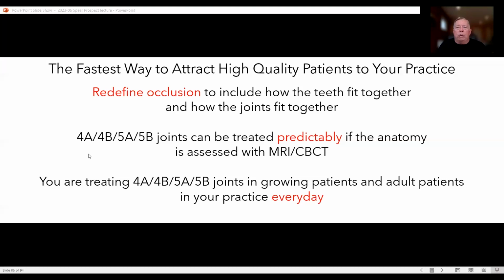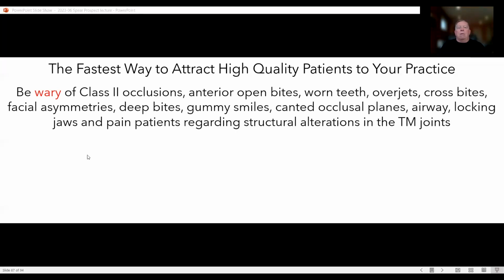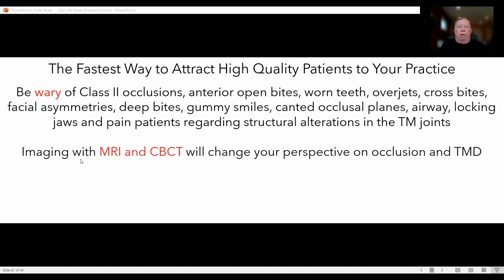It would be nice to know which ones are the high-risk patients. Generally, the patients where the teeth aren't in the right place or you can't get them comfortable are typically the ones that fall into that category. Beware of the bites that we talked about, the class 2s, the open bites, the worn bites, the overjets, cross bites, the asymmetries, the gummy smiles, the deep bites, the airway patients, the canted occlusal plane, the locking jaws, pain patients. All those patients, and that makes up a lot of our patient base, have structural alterations at the joint level. I will make you one promise that I'm absolutely sure of.